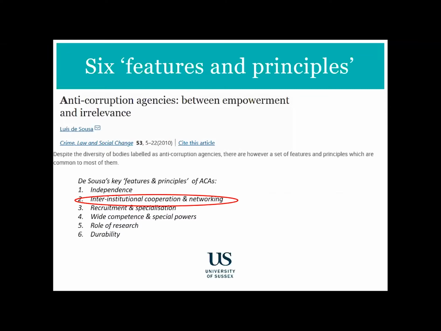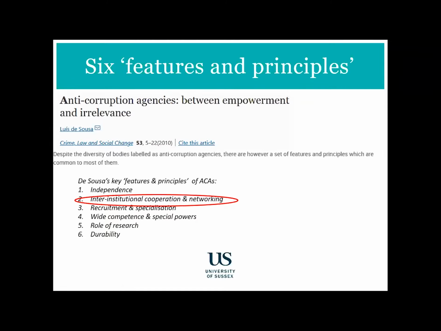Well, what would it look like, good environmental, good anti-corruption governance? Here's what Luis de Souza had to say in 2010. He, as one of the several academics who've looked at the subject of anti-corruption agencies, identified what he calls six key features and principles of anti-corruption agencies. They're listed here, and I've highlighted one, the interinstitutional cooperation and networking, because I think that's particularly pertinent in the UK context.